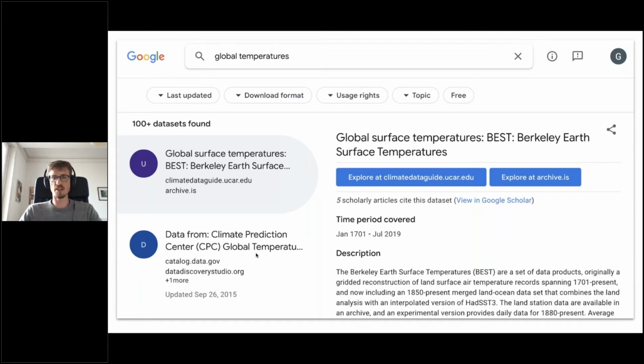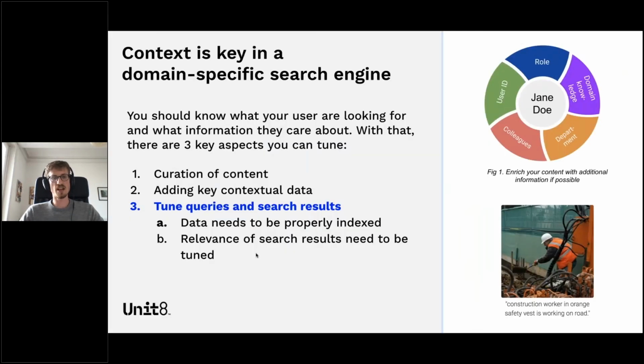And in general, I think we can classify 3 key areas that we can leverage with domain-specific search engines. And the 3 areas are the following. First, curation of content is pretty important, so we can remove a lot of extra information that is not relevant for the specific use case that we have in mind. We can also make sure to only index the most important fields that contain the key keywords that we have. That would be aspect number 1.